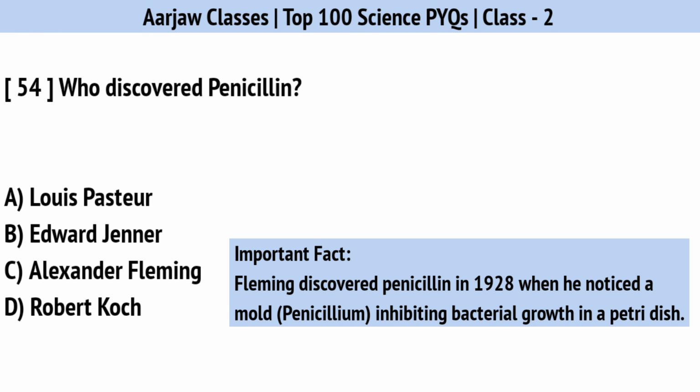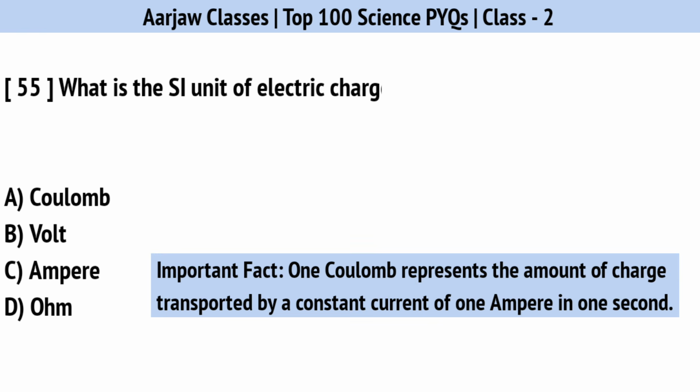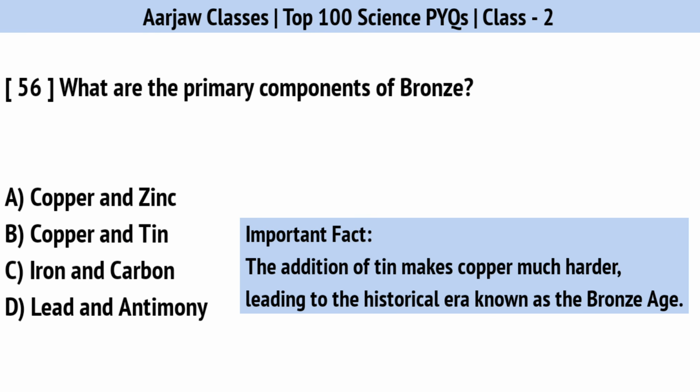Who discovered penicillin? Correct option is C. Alexander Fleming. What is the SI unit of electric charge? Correct option is A. Coulomb. What are the primary components of bronze? Correct option is B. Copper and tin.